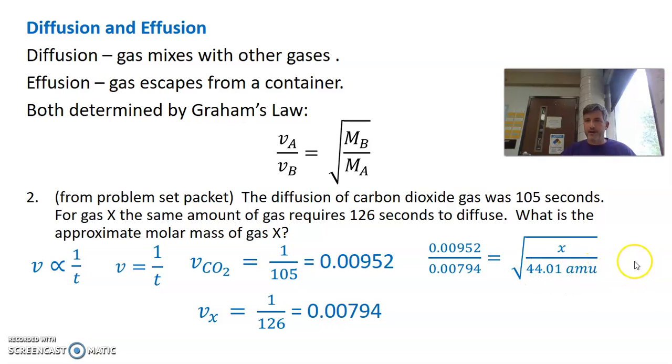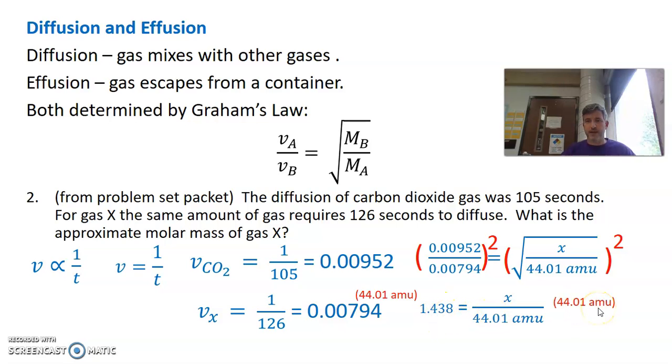Then it just becomes a matter of solving. X is inside of the radical, so we're going to square both sides, and once we do that, we get this. Then we simply multiply both sides by 44.01 AMU, and we get an X of 63.3 AMU, which is predictable because the gas was slower, so it makes sense that it would be larger.